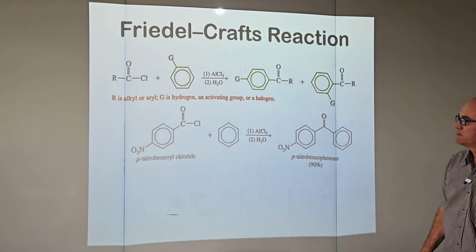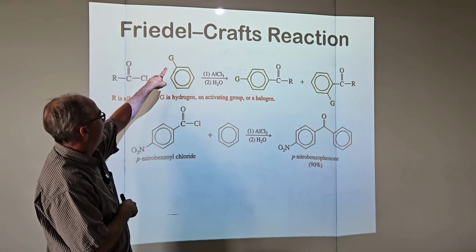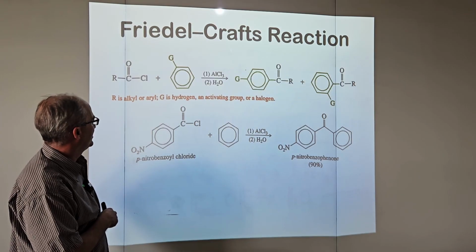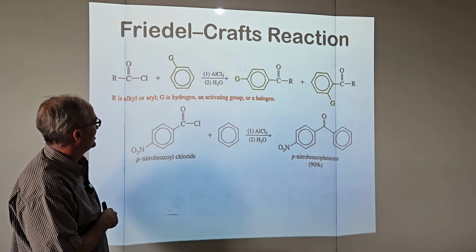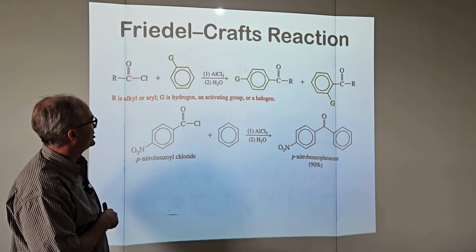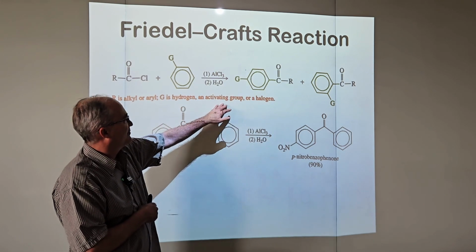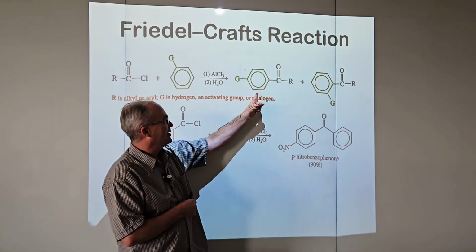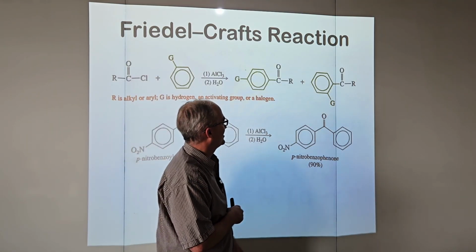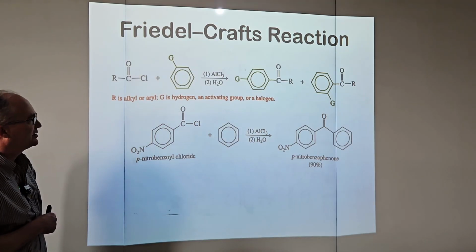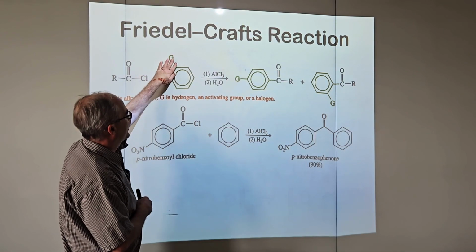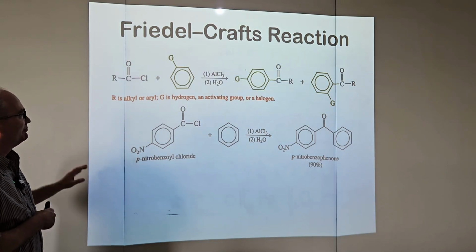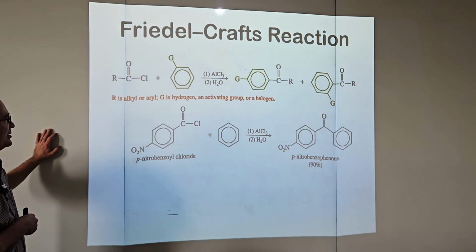Friedel-Crafts reactions. So we just went over those. Not sure what G stands for. R is alkyl or aryl. G is hydrogen, an activating group or halogen. So all those are what type of directors? You can look up there and tell me para and ortho directors. So there's the 2 different ketones you'd get. So if G is hydrogen, that's just benzene, and that would be straight up Friedel-Crafts acylation that we just went over.